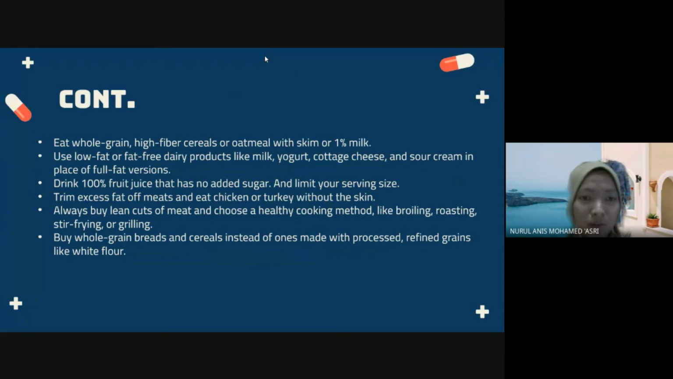Eat whole grain, high fiber cereals or oatmeal with skim or 1% milk. Use low fat or fat free dairy products like milk, yogurt, cottage cheese, and sour cream in place of full fat versions. Drink 100% fruit juice that has no added sugar. Trim excess fat off meat and eat chicken or turkey without skin. Always buy lean cuts of meat and choose a healthy cooking method like broiling, roasting, stir frying, or grilling. And lastly, buy whole grain breads and cereal instead of ones made with processed refined grains like white flour.